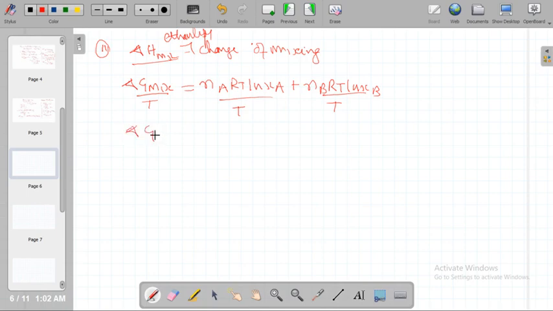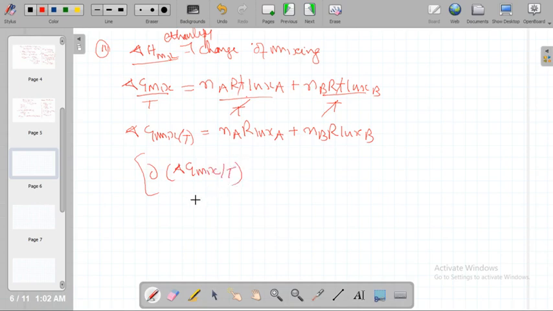So this delta G of mixing divided by T equals, this T and T will cancel, and the remaining you will get N_A R ln X_A in component A and N_B R ln X_B in component B. So by this solution you get that the change in Gibbs free energy of mixing by T, over the overall change in temperature at constant pressure, is equal to 0, because all this quantity becomes 0.